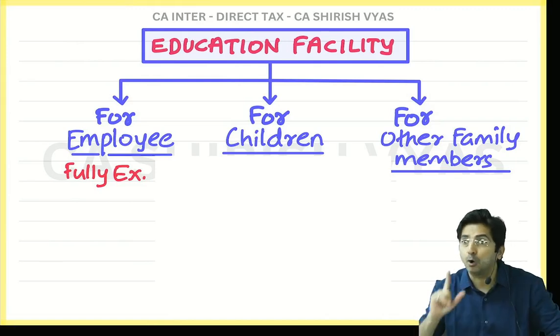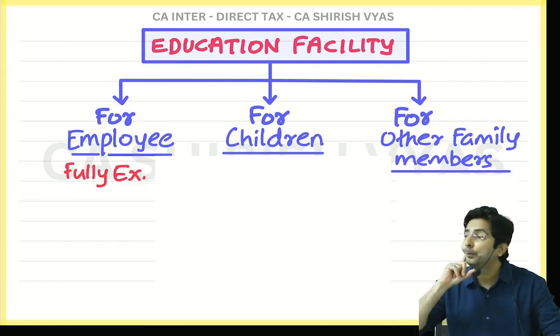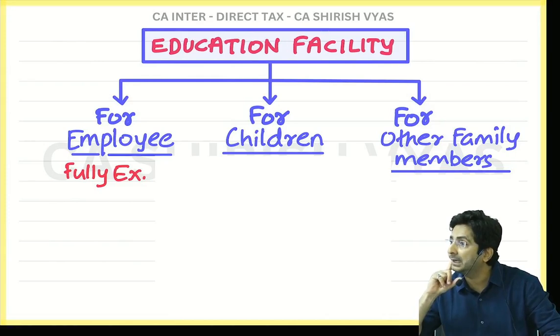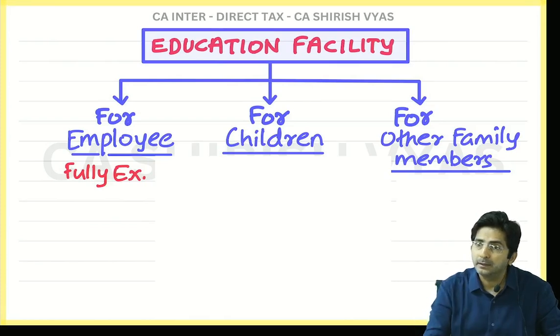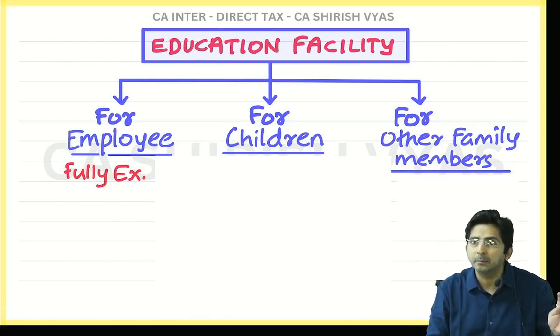Now exempt 1000 per month, per child, and all children. No limit here on the children. So 1000 into 12 into 3, 36,000. Minus, the balance goes in the outer column.